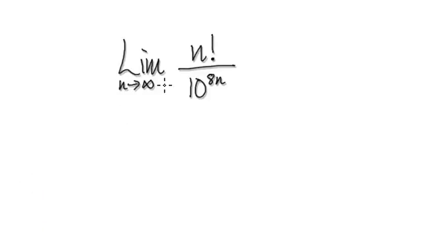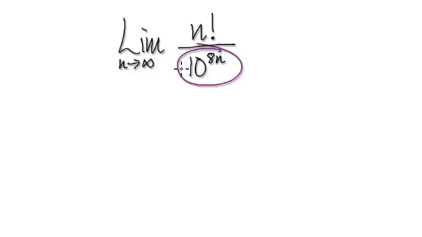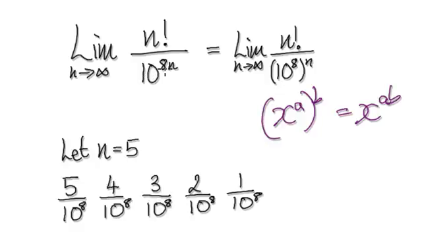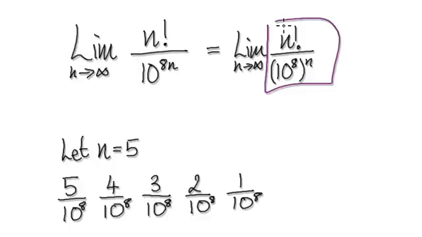Okay, so to do this, visualize this as this. So it's 10 to the power of 8 to the power of n, because x to the power of a to the power of b is x to the power of ab. So basically break this up into this. As things stand, this thing here is quite hard to understand what's going on. So we're going to put something simple into the n, just to see what it would look like.